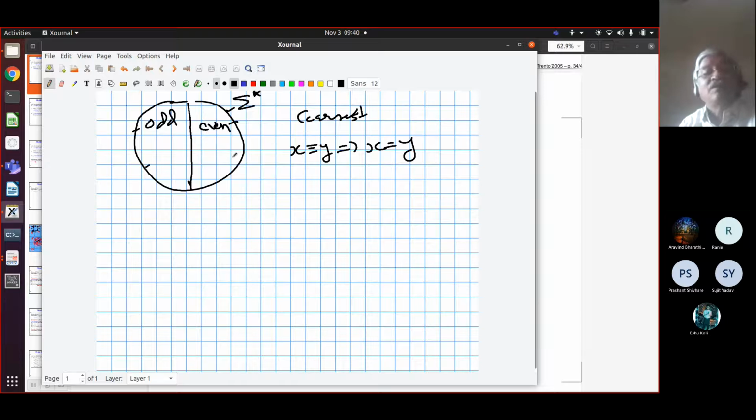Okay. Agreed? So I have two classes on sigma star. I can always divide it into two classes like this. Two odd length words will be equivalent to each other, and two even length words will be equivalent to each other. When is an equivalence said to be right invariant?